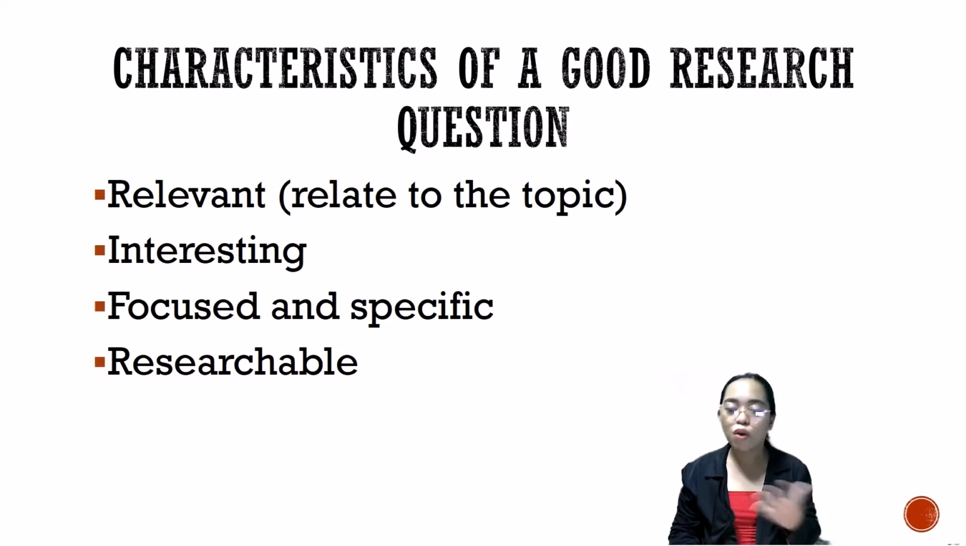Next, it should be focused and specific. The main reason why we have a research problem is to specify and refine the broad topics in our research. It should be focused and specific because it will answer the scope of our entire research. It should also be researchable, in the sense that we are able to find related resources on which we can anchor our research question.